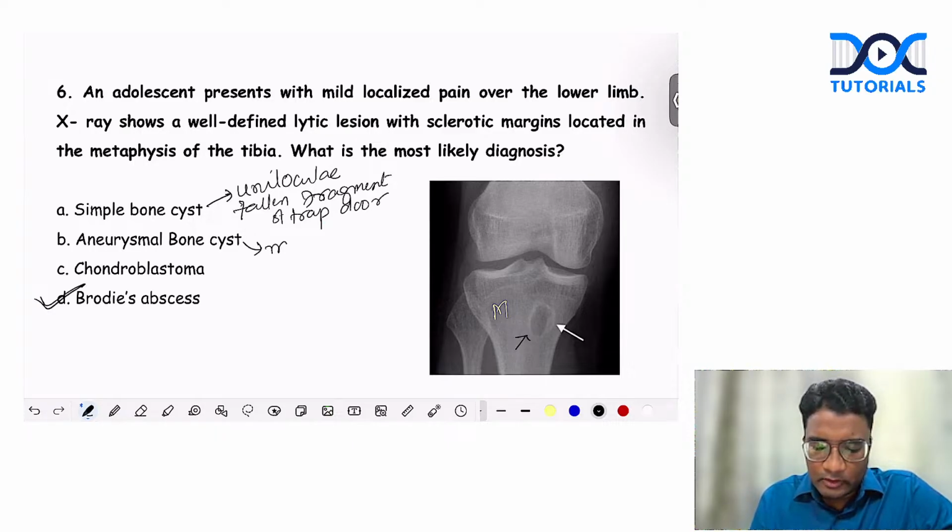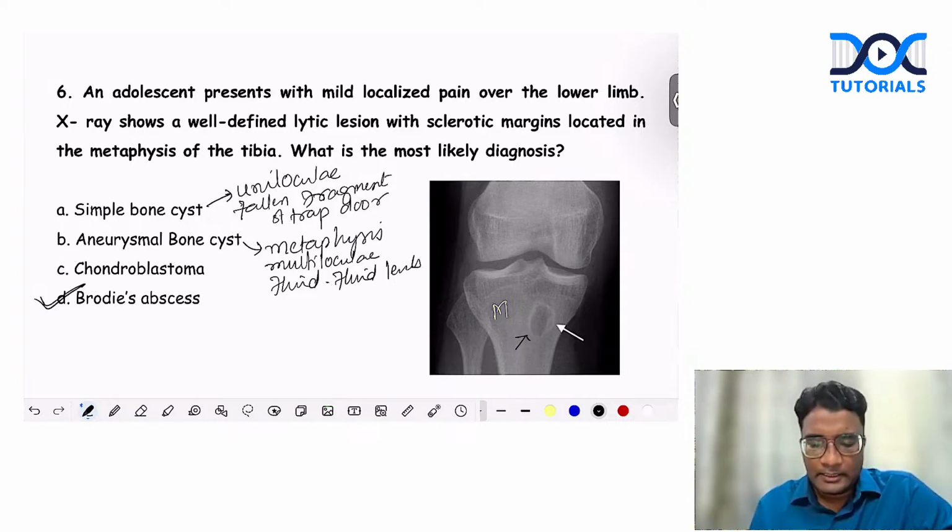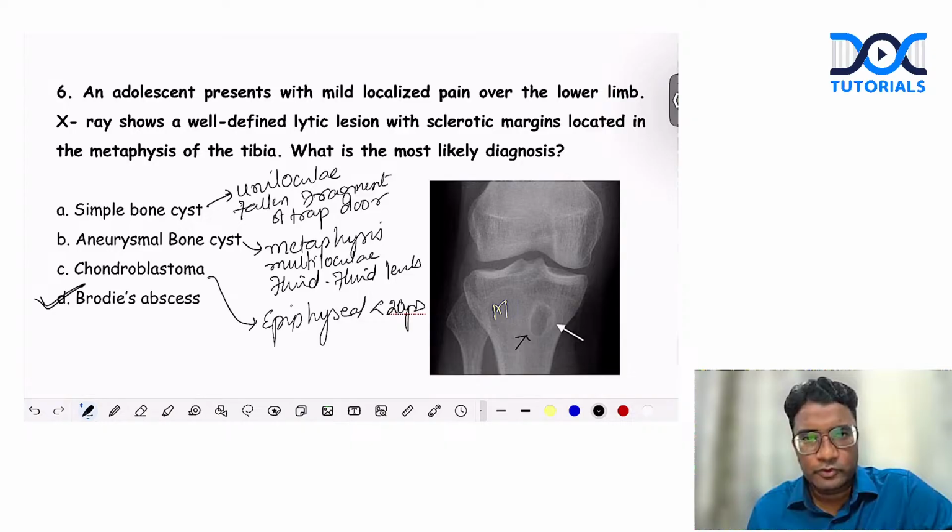Aneurysmal bone cyst is also in the metaphysis, but this will be multilocular. And this will have fluid levels, hemorrhagic fluid and cystic fluid levels. That would be aneurysmal bone cyst. And this will be in immature skeleton, less than 20 years age group. Chondroblastoma is an epiphyseal lesion in less than 20 years age group. Immature skeleton, unfused growth plate, that is chondroblastoma.